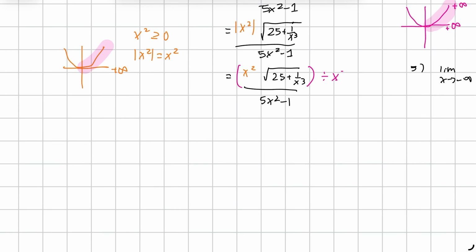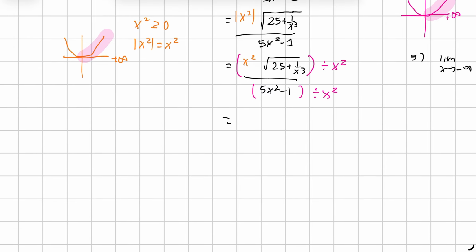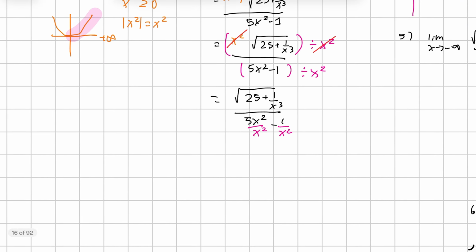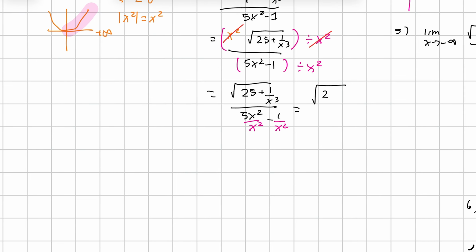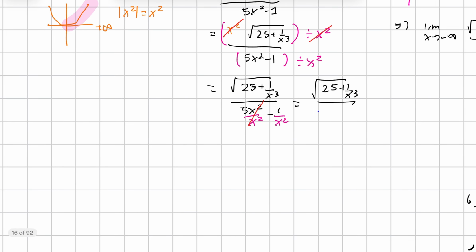Let's take this and divide that by x squared. Take this and divide that by x squared. So we get, in the numerator, 25 plus 1 over x to the power of 3, because that's going to cancel out that x squared. And in the denominator, we're going to get 5x squared over x squared, and then we have negative 1 over x squared. So just to redo that, we have 25 plus 1 over x cubed, and you can cancel out that x squared. So you have 5 minus 1 over x squared.